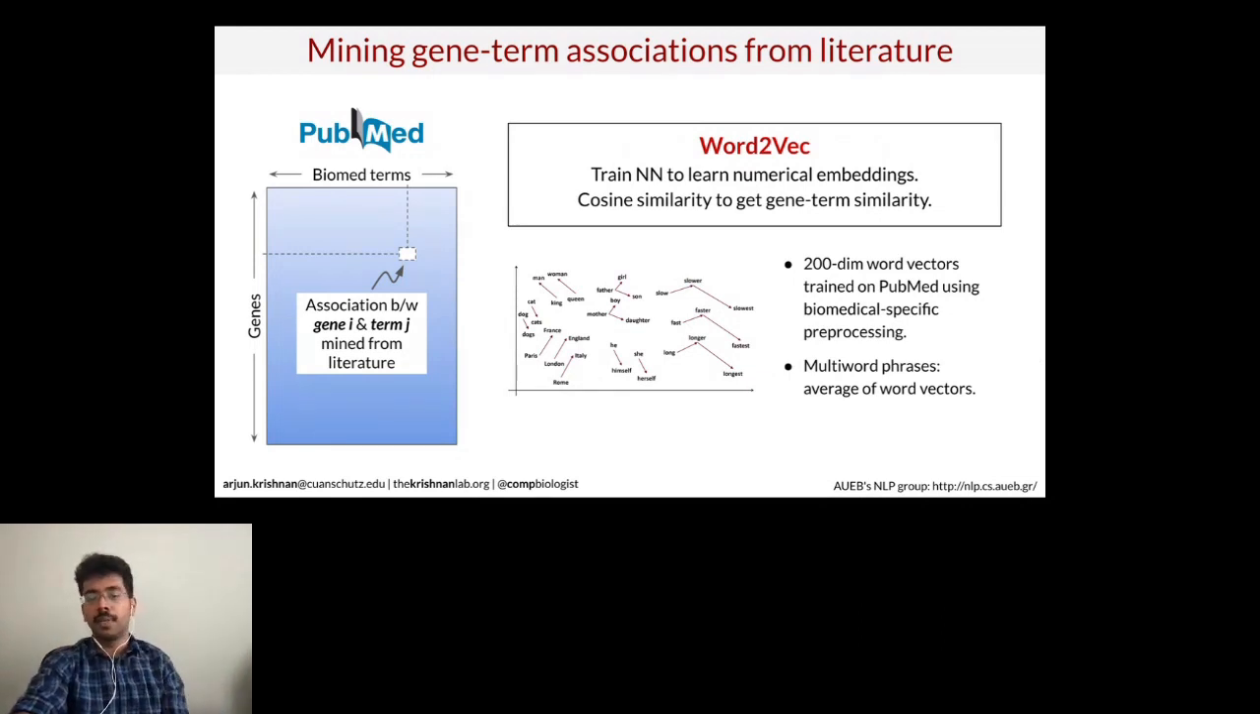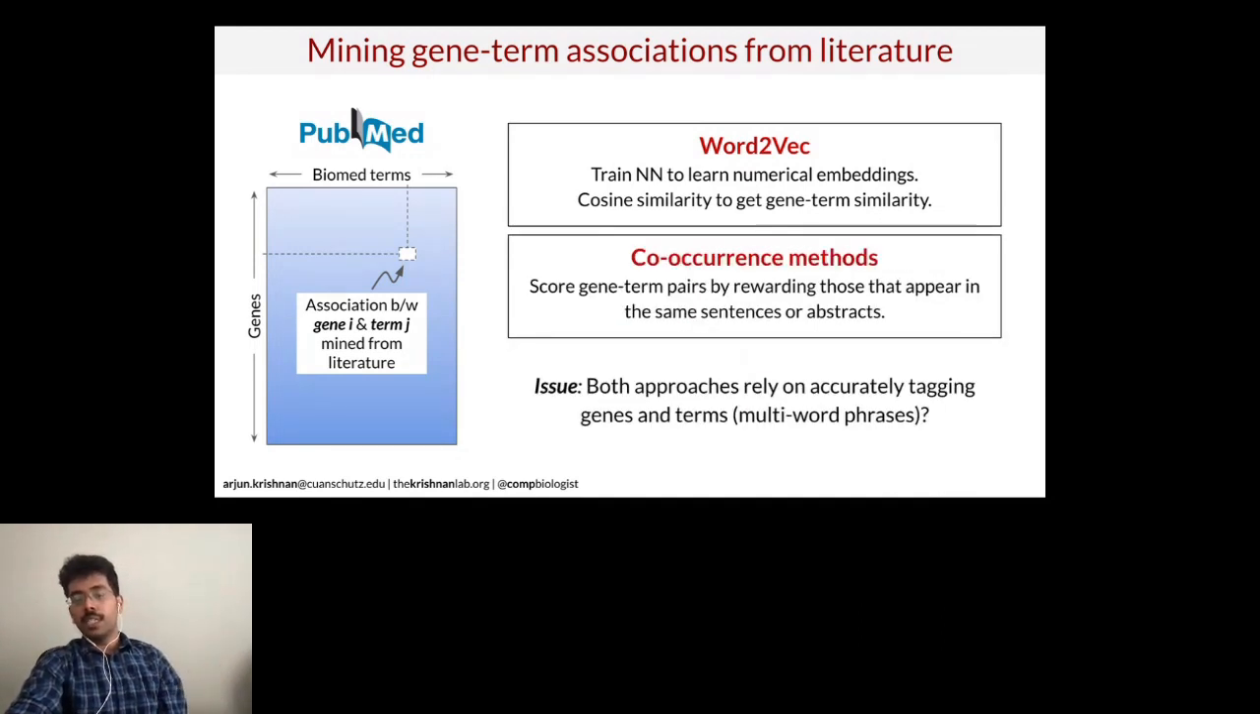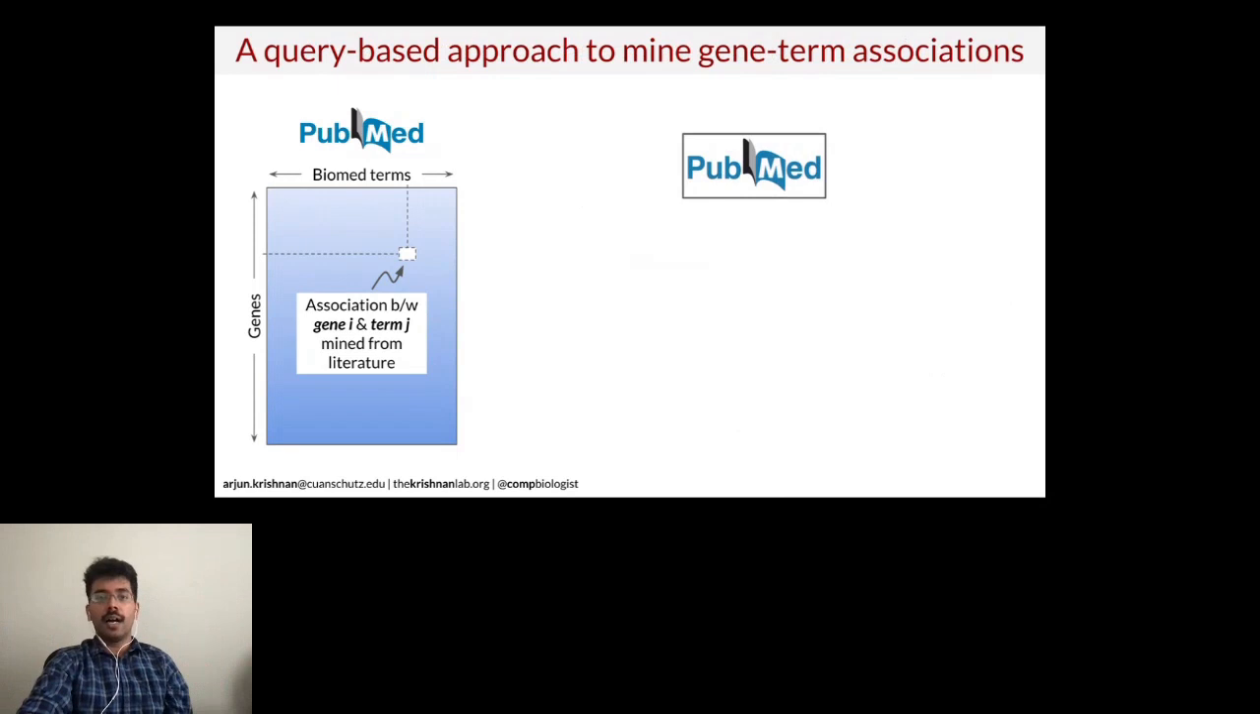However, both these approaches have one small problem, which is that they rely on accurately tagging the genes and terms in the first place, right? So we thought, okay, can we add another complementary approach to these already pretty good methods? We came up with a very simple method, and our idea is to simply think about genes and terms to be very similar if they return very similar results when searched on PubMed. That's it. Super simple.